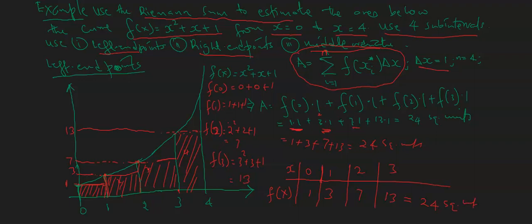Note that in this particular example, we are omitting a lot of space that is below the curve. We have not counted this. This is not part of our calculation, and therefore we have an underestimate of the area. In the next video, we shall look at the right endpoints and see how it compares with the left endpoint.